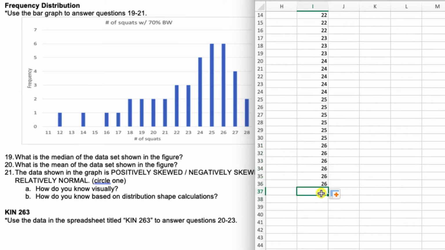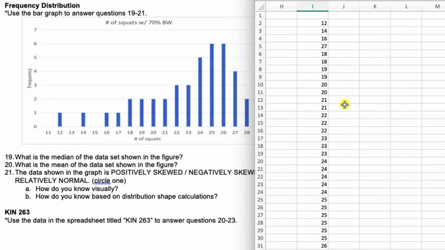Let me scroll down. 27 shows up 4 times. 28 shows up 2 times. Okay, so hopefully it was apparent. I just went through the distribution and then listed each squat or number of squat value, the number of times that was indicated by the frequency column.